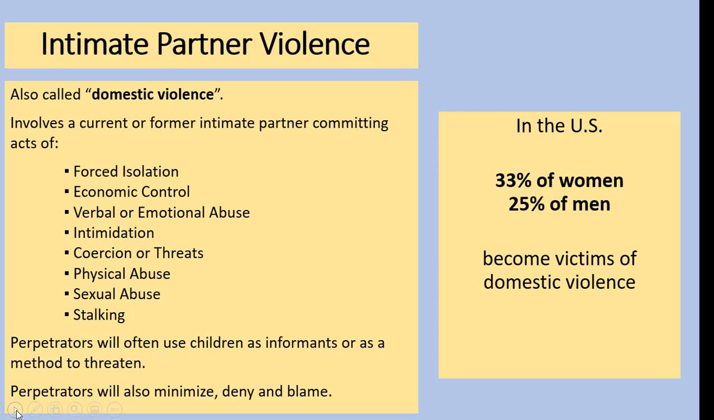Domestic violence, intimate partner violence takes many different forms. It could be forced isolation, economic control, verbal or emotional abuse. You can see the list there. Now, you can't be criminally charged for verbally abusing someone. There's no such crime. You could be charged for harassment. Okay, so the crime is not coercion or threats. That's one of the types of domestic violence.